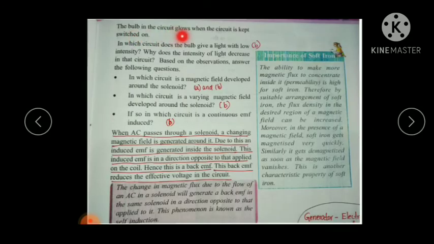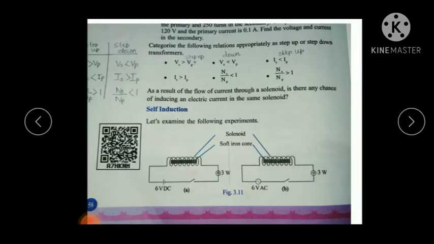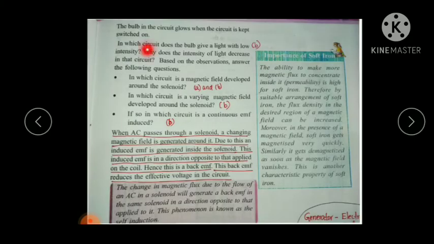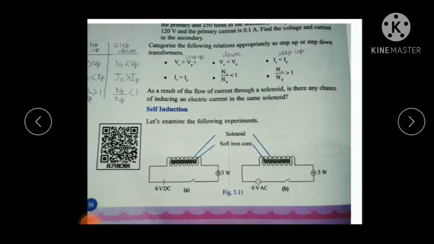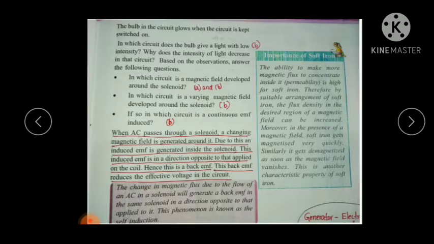The bulb in the circuit glows when the circuit is switched on. So when the switch is closed, what happens? The bulb in both the circuits glows. In which circuit does the bulb give light with low intensity? Whether in the DC circuit or in the AC circuit? What is your answer? Yes. The bulb which is connected to the AC supply glows with low intensity. So the answer is figure B.